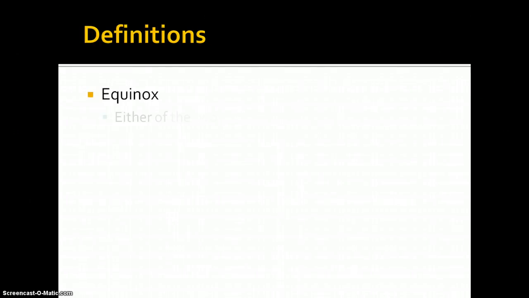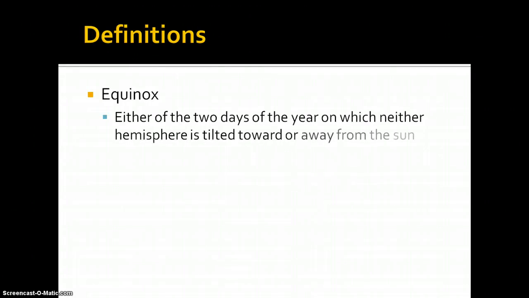Equinox, two times a year we have an equinox, spring and fall. Those are going to be the two times where the hemisphere is neither tilted towards or away. It is equal, so as you can see in here, the equal and equinox. Pretty simple to remember, put those two together.